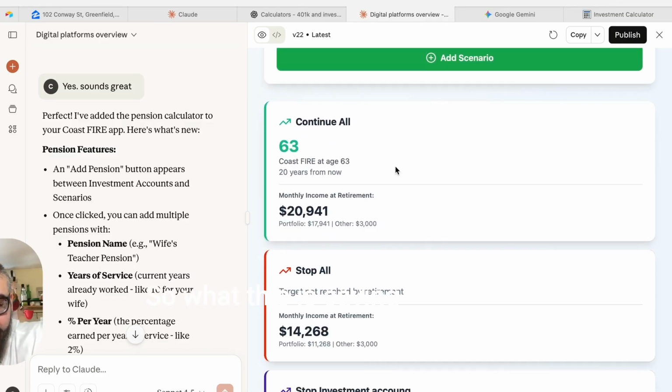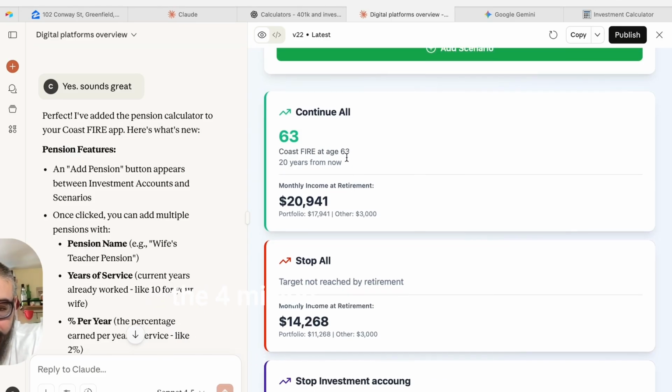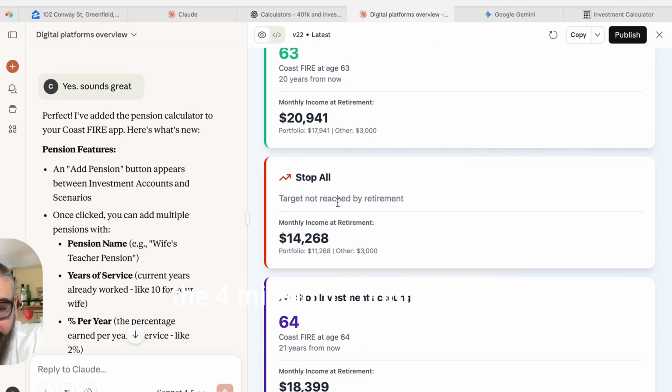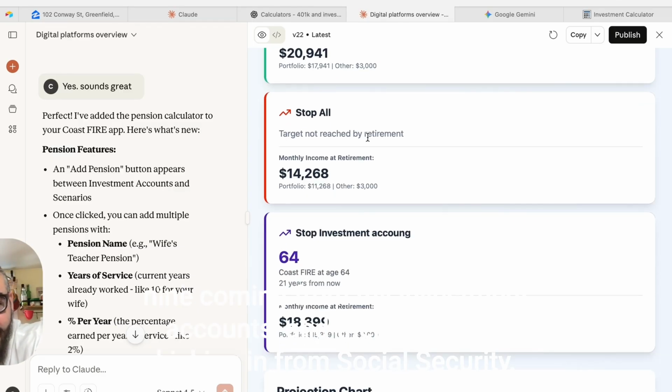So what this is saying is that at age 63, I will actually reach that coast fire, which would be the 4 million, if I continue all. And I would have a monthly income of 20,941, with 17,900 coming from my investment accounts, and then that 3,000 kicking in from Social Security.